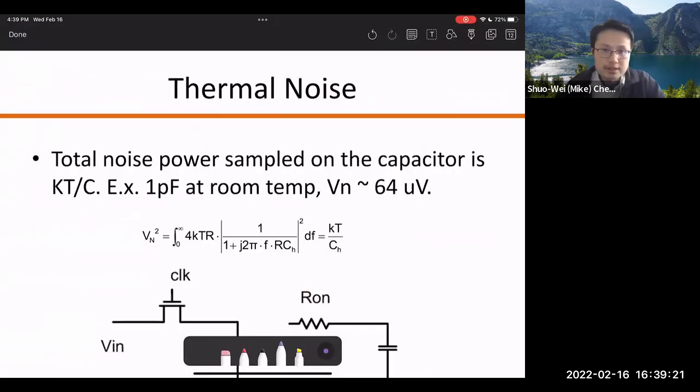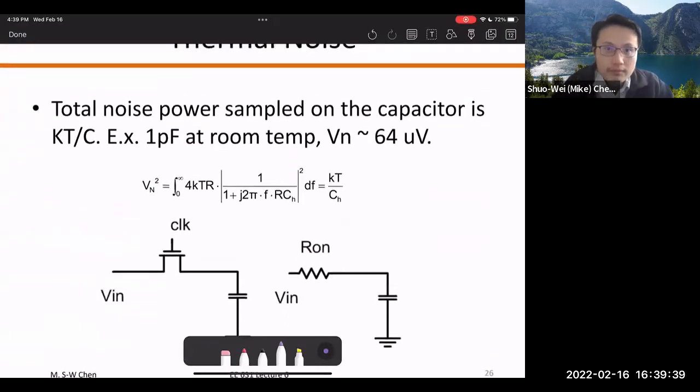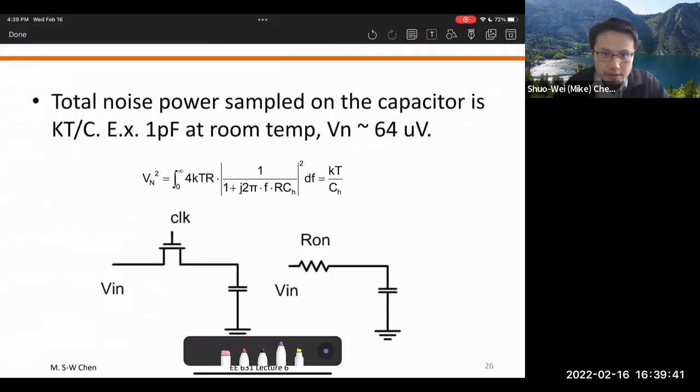The last topic I'd like to talk about regarding the track and hold is noise. Because we talked about this noise in 536A, this is going to be very trivial for you right now. If you consider this track and hold circuit, this is the simplest one: there's a sampling switch here, and then we also have the sampling capacitor, C.